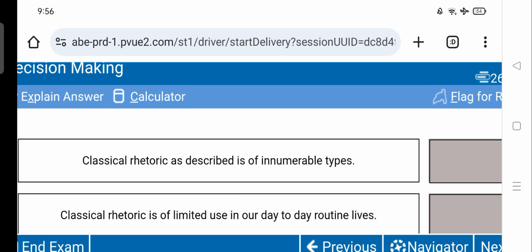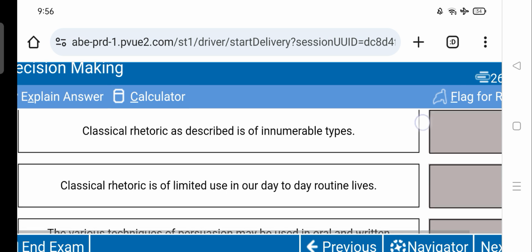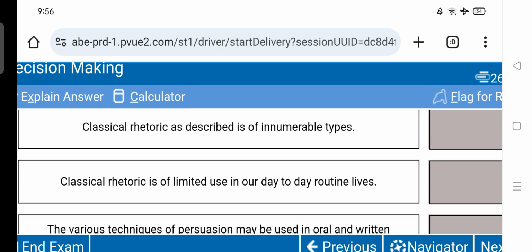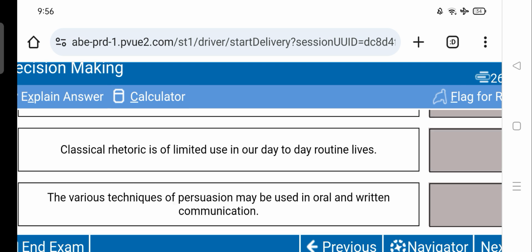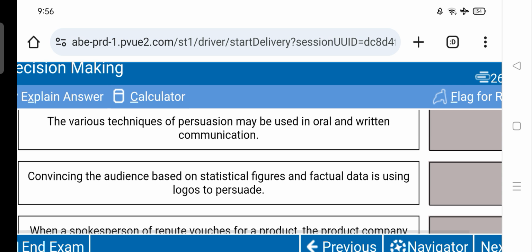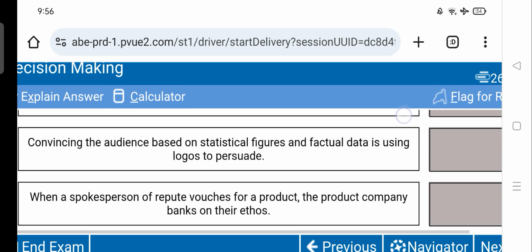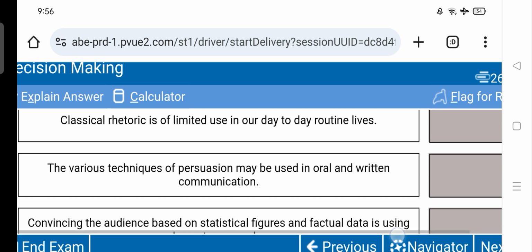Classical rhetoric as described is of innumerable types. Classical rhetoric is of limited use in our day-to-day routine lives. The various techniques of persuasion may be used in oral and written communication. Convincing the audience based on statistical figures and factual data is using logos to persuade. When the spokesperson of repute vouches for a product, the product company banks on their ethos.